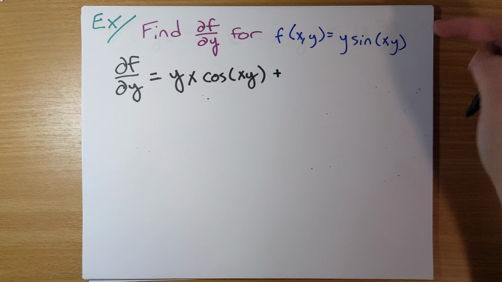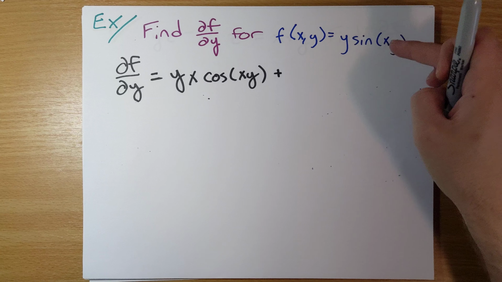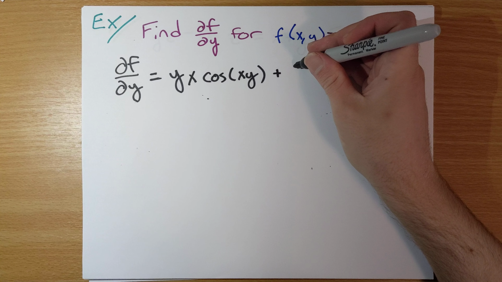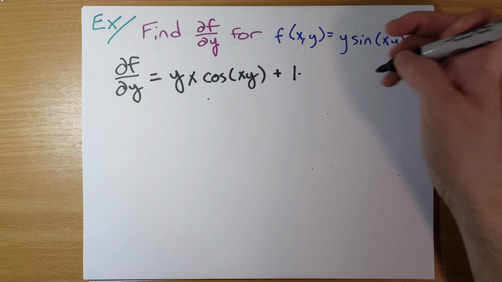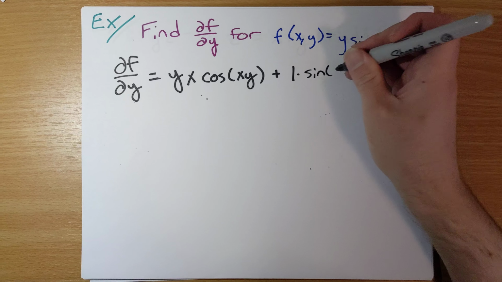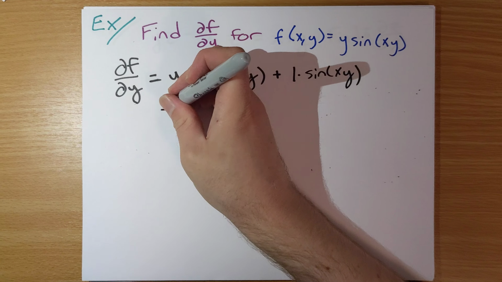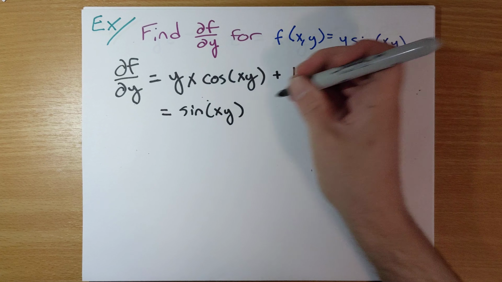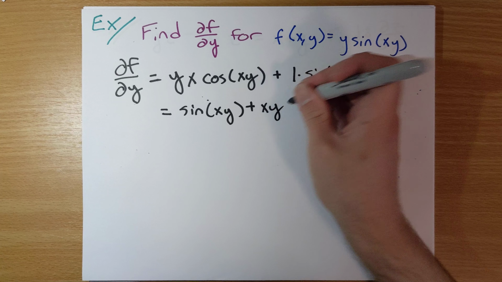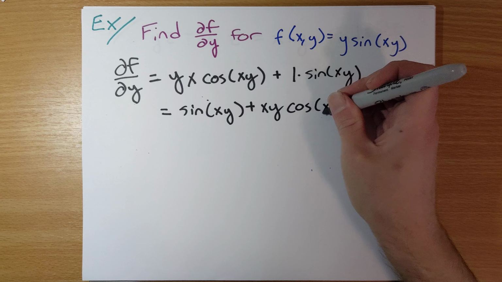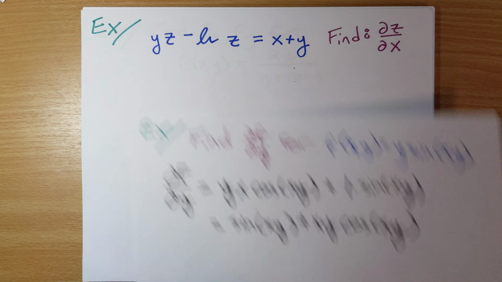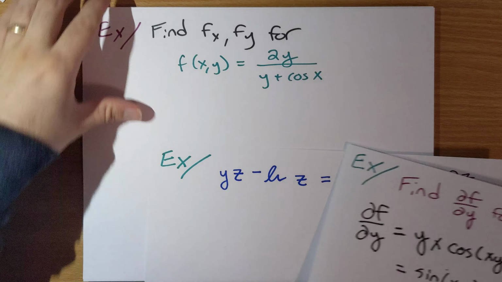And with the product rule, we have to do these. The second term will be the derivative of y with respect to y, which is 1, times the original function, just sine of xy. So this is sine of xy plus xy cosine of xy. Oops, out of order.